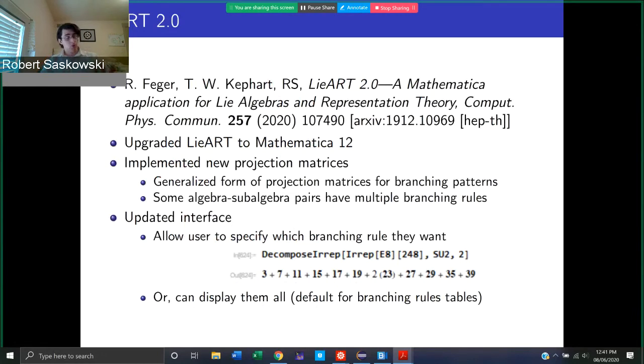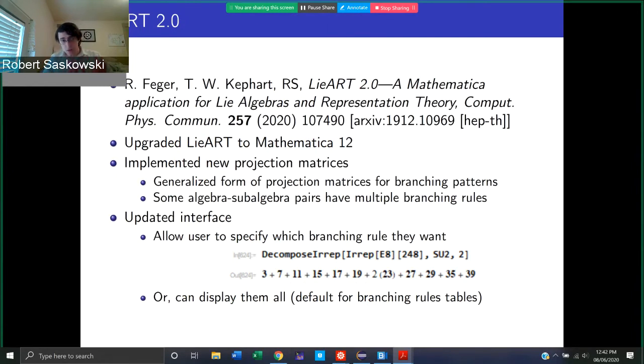Now, LieART 2.0 is the program that I worked on with Robert Feger and Tom Kephart, and we recently published this. And so we upgraded LieART to Mathematica 12, but that's not a very interesting thing to talk about. So instead, I'm going to focus on the implementation of new projection matrices. So a number of authors have already documented the generalized form of various projection matrices for various different branching rule patterns. In particular, there's a very beautiful, I think it's about 1,800 pages long paper by Naoki Yamatsu, which is very helpful. And so we input these new forms of projection matrices for different branching rule patterns.